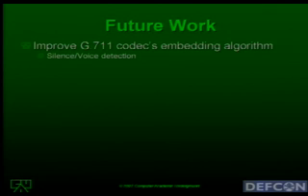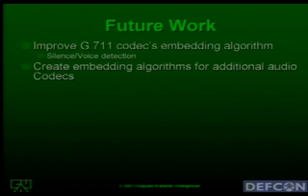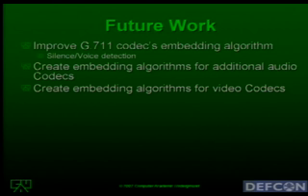Future work, I want to improve my G711 codec's embedding algorithm. Right now I'm basically embedding in every single sample word. By doing some silence and voice detection, we can prevent some more rudimentary steg analysis by only embedding into the more random looking data where there's actually speech going on. With G711 in particular, silence is fairly normalized in the encoded data.